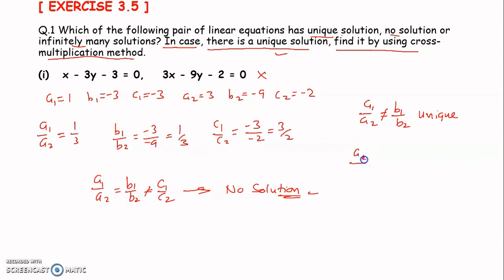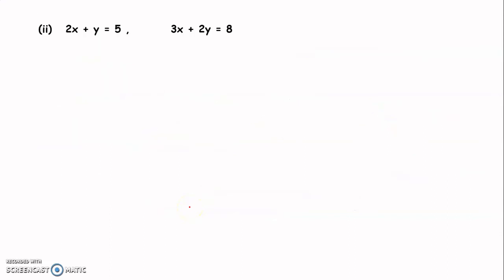Second condition, if a1 by a2 is equal to b1 by b2 is equal to c1 by c2, then we will have infinitely many solutions. And the third condition, a1 by a2 is equal to b1 by b2 but not equal to c1 by c2, then we will have no solution. If you haven't seen that video, click on the I button, you can see that video. Okay, let's see the second question.